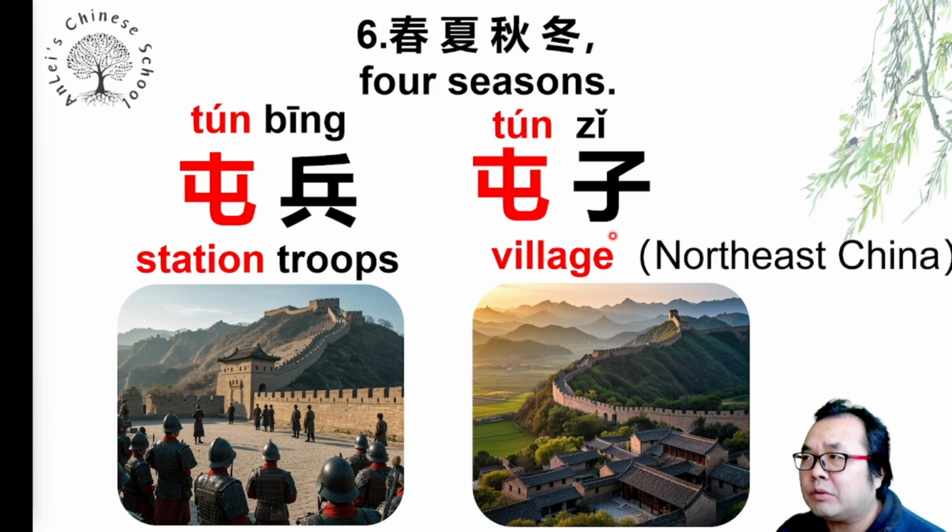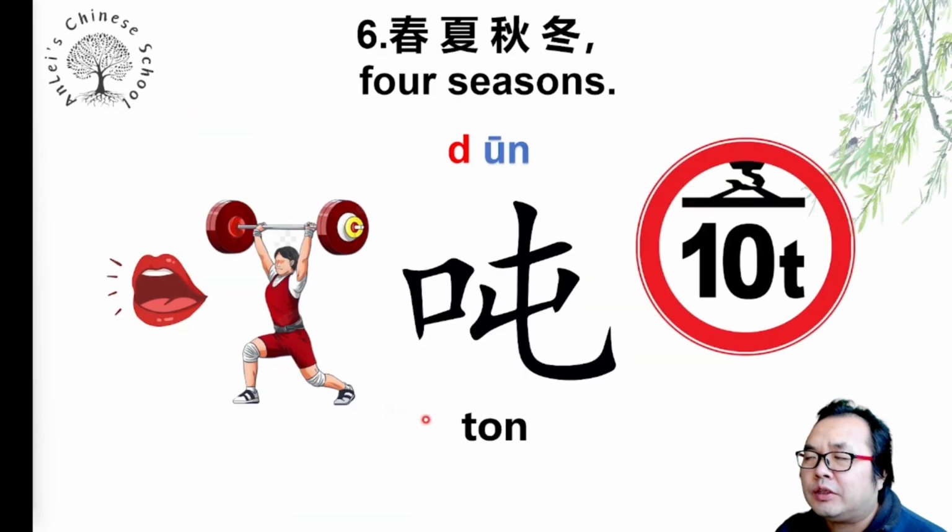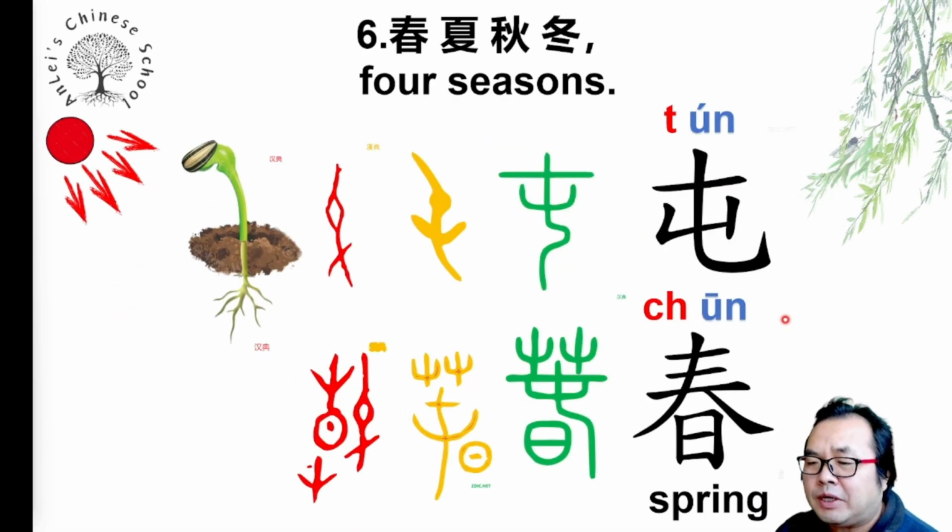But this is slang from northeast China. If you say 屯子, people would know you come from northeast China. In ancient China, we didn't have this weight unit 吨, ton. But you can imagine this character is like a weightlifter on the right. On the left side, there's a mouth, so he's yelling 吨, ton. Winter has passed and spring has come. The weather becomes warmer and the temperature goes up. Then the seeds start to sprout.